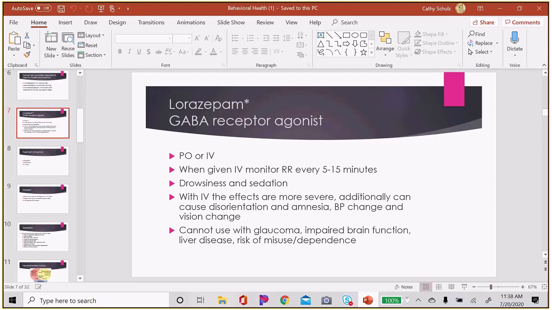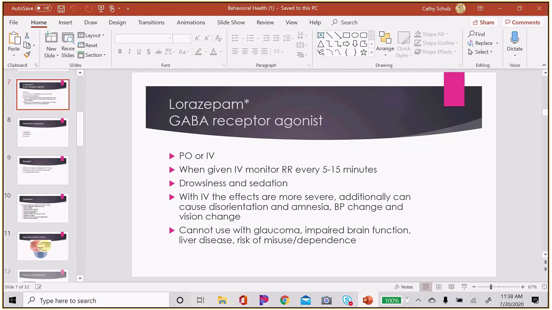There is a risk of misuse and dependence, and you have to be careful if the patient has liver disease because they're at an increased risk of toxicity. And because it can blur vision, you have to be careful about using it with glaucoma or impaired brain function. It can make that worse.